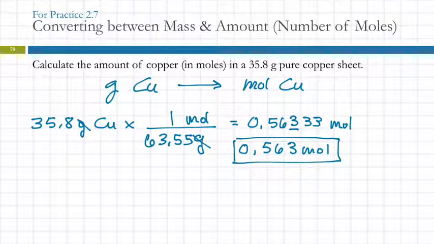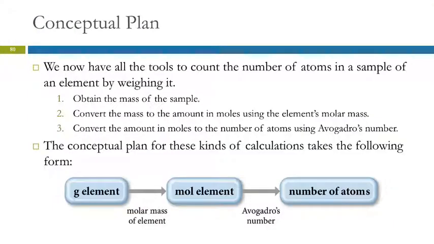Any other questions? This is a very, very important type of calculation. So now we have what we need to count atoms by weighing them. We would have the mass of the sample. We'd convert the mass into moles by using the molar mass for the element, and then we convert moles into numbers of atoms using Avogadro's number. So grams to moles to number of atoms.